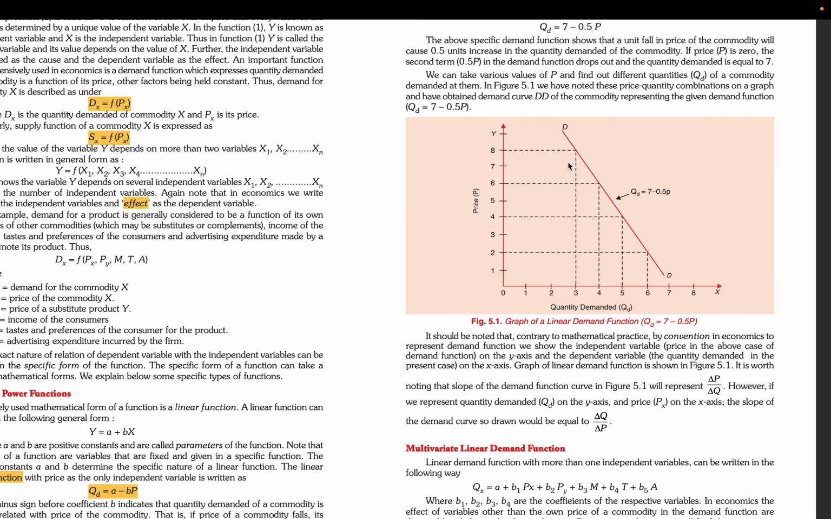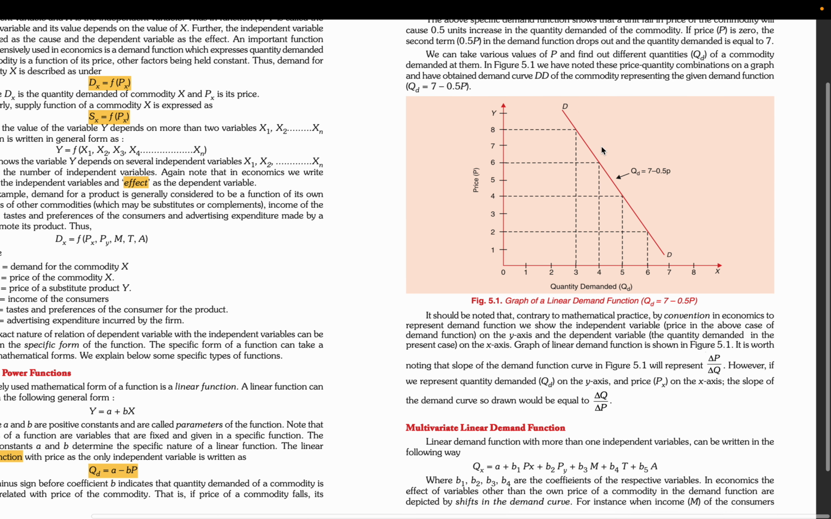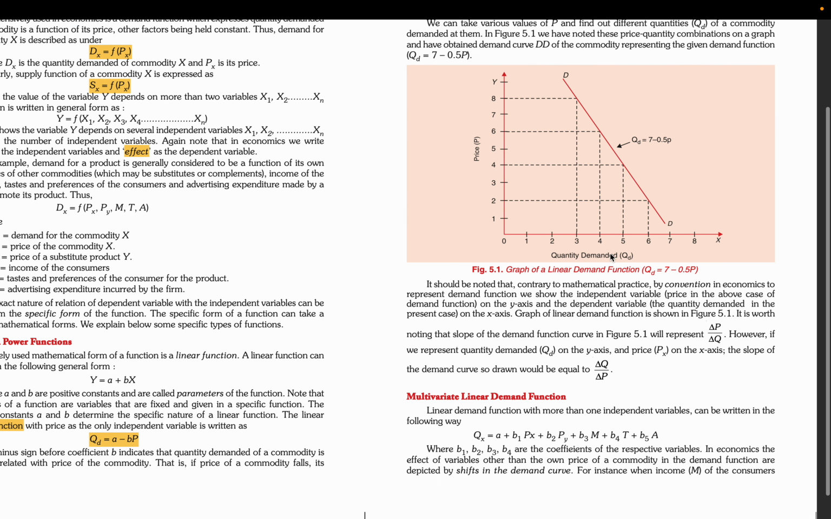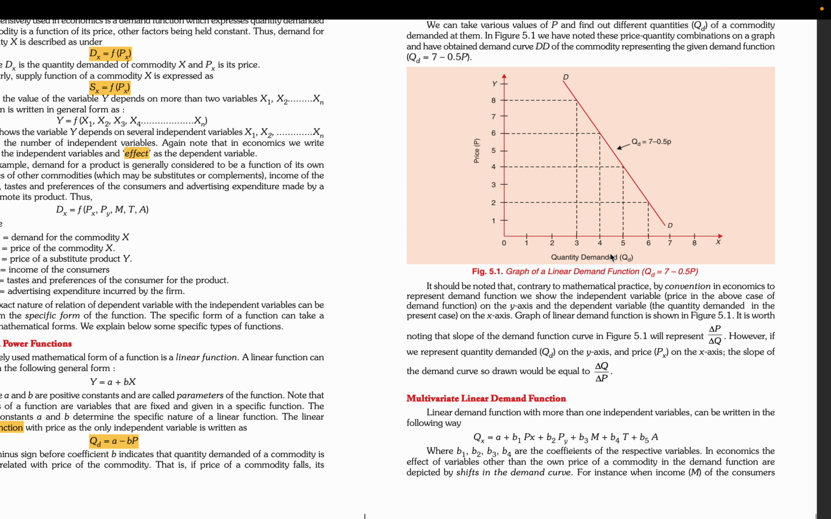We have noted these price quantity combinations on a graph and have obtained a demand curve DD of the commodity representing the given demand function like this. This is very basic economics, and we all would know all of this already, so I'm not going to go too deep into this. It should be noted that contrary to the mathematical practice, by convention in economics to represent demand function, we show the independent variable price in the above case of demand function on the y-axis and the dependent variable, the quantity demanded in the present case, on the x-axis.